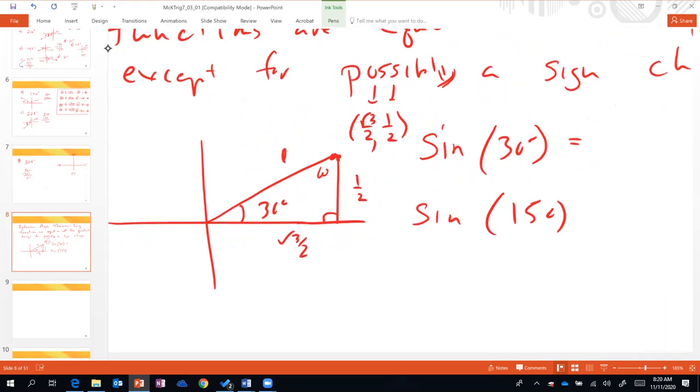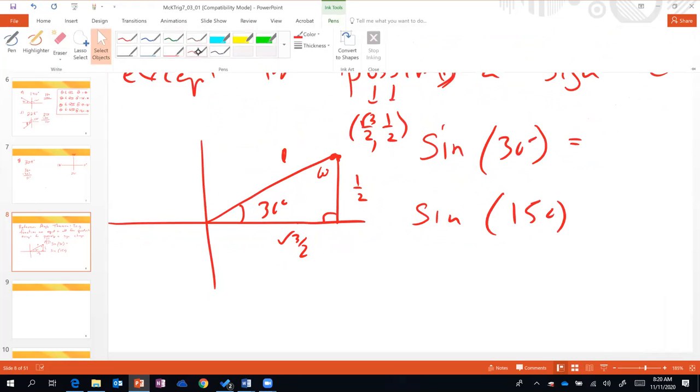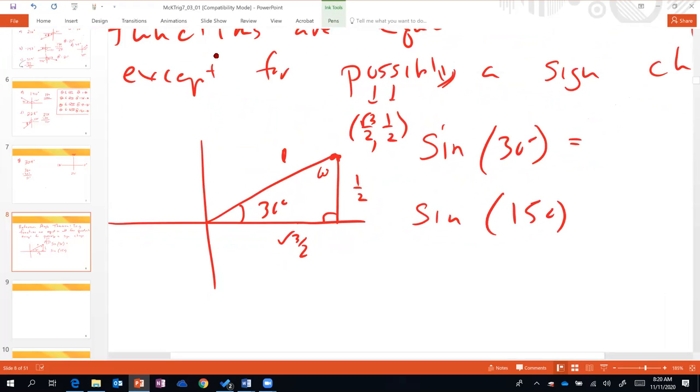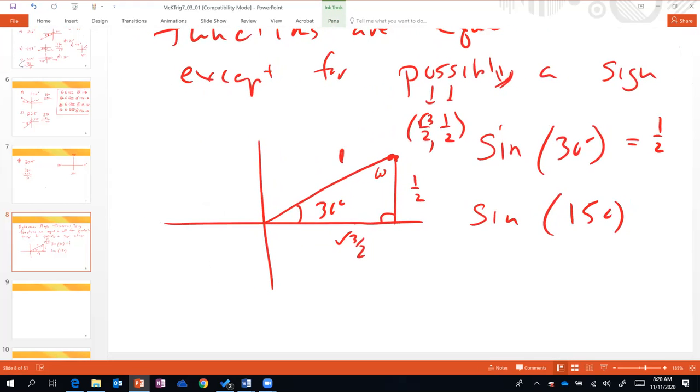Let me bring that in a little closer here. Okay, so sine of 30 degrees, tell me if you guys agree, is 1/2. Is that right? Next. Move this a little bit this way.